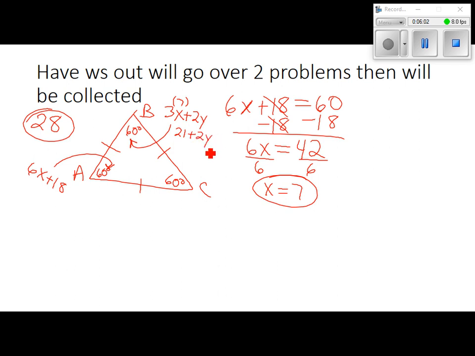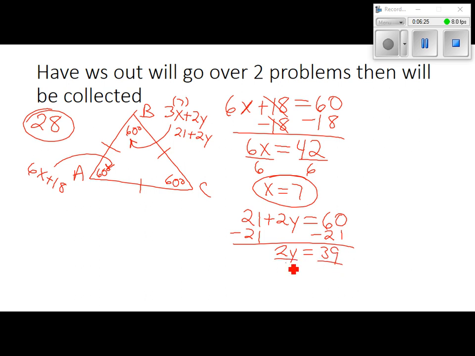Now what equation can we set up? That 21 plus 2y should equal how much? 60. Should equal that 60. So we set that up. 21 plus 2y equals 60. What's that give us? 39. Everybody agree with that?